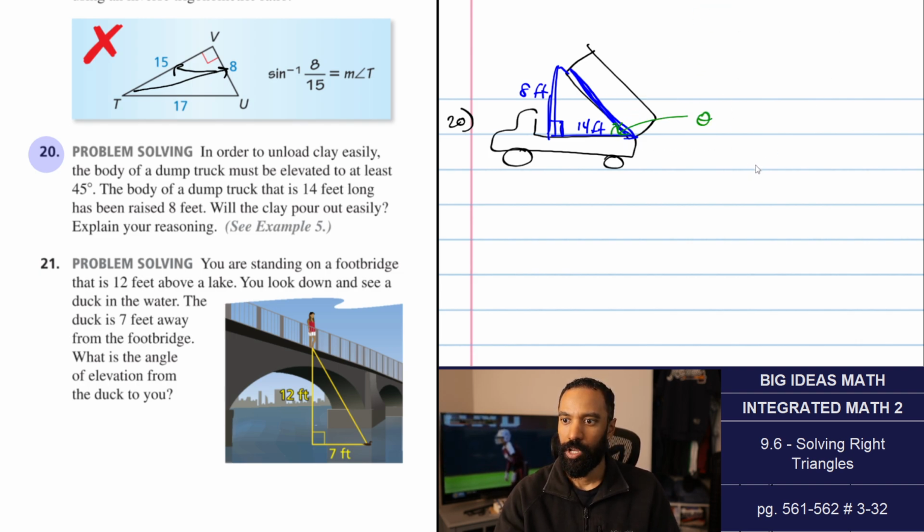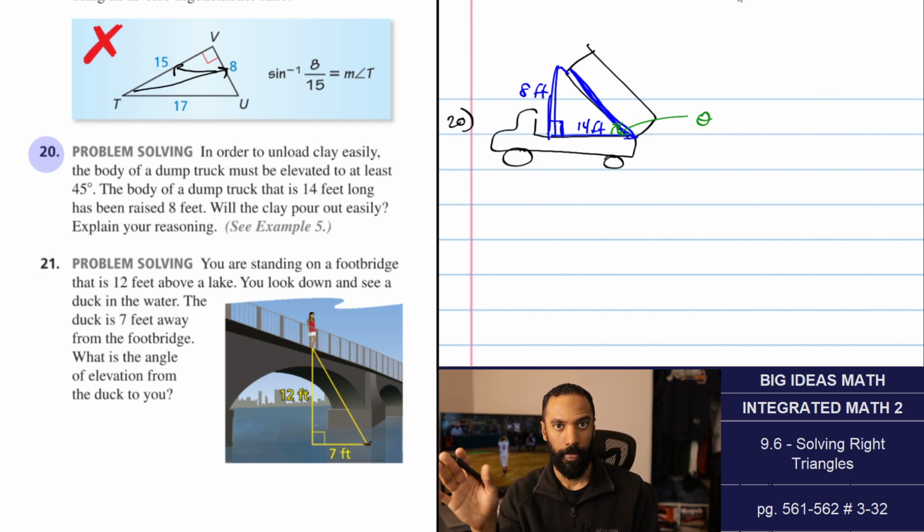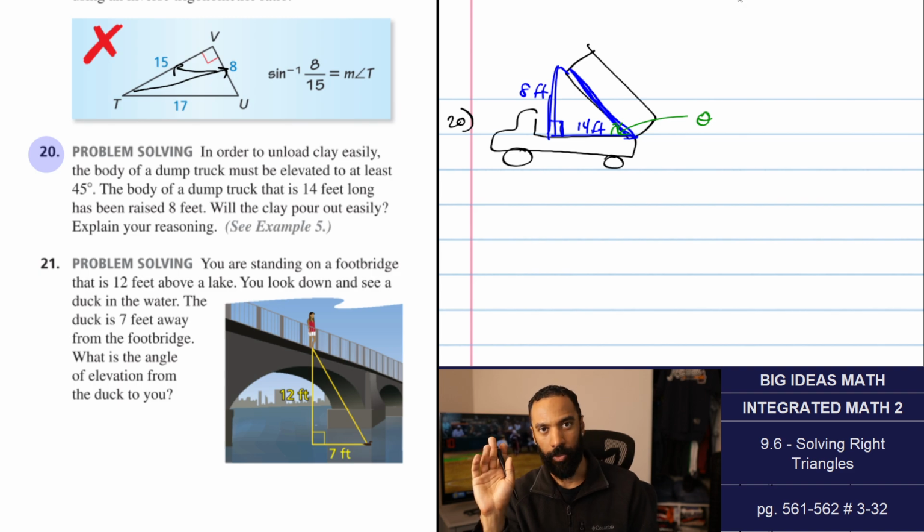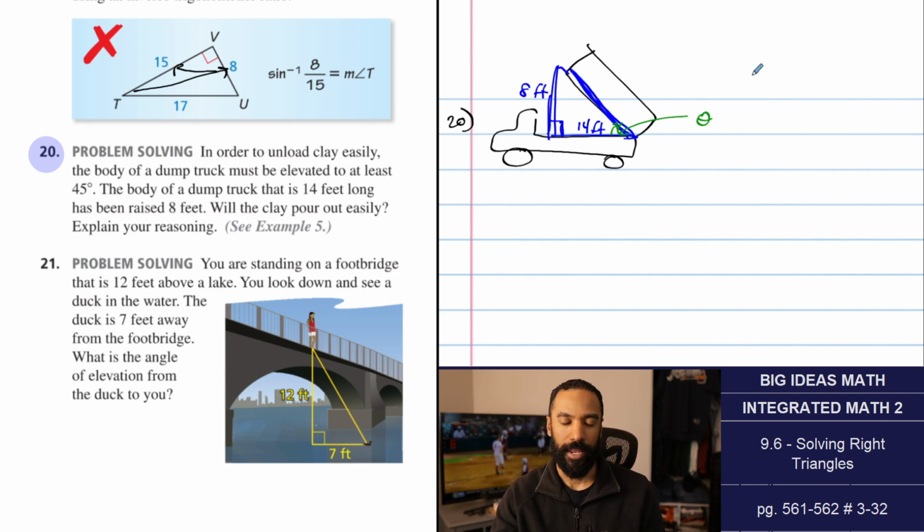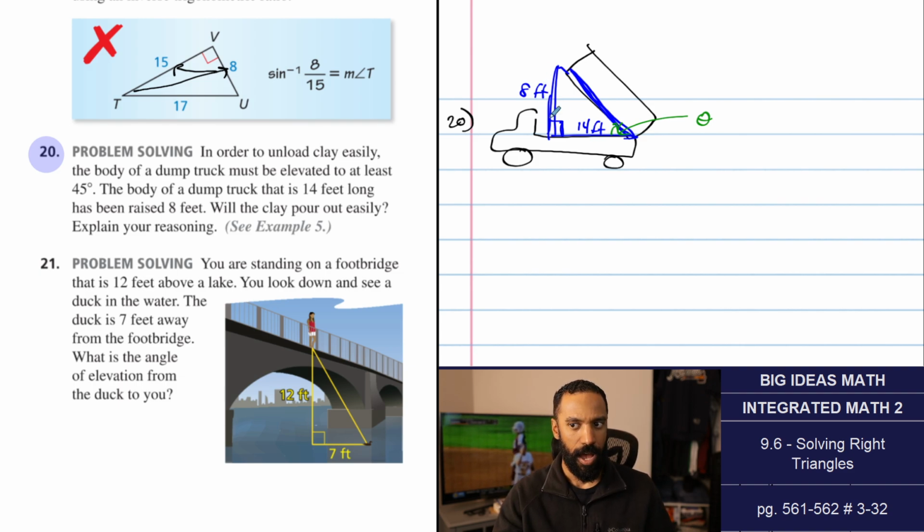Let's change the color. Will this angle here be at least 45 degrees? I could tell you right now the answer is no. This is using what we've talked about: do answers make sense when we talk about tangent, opposite over adjacent, all that kind of stuff. Opposite this side is this angle. Opposite this side is this angle.